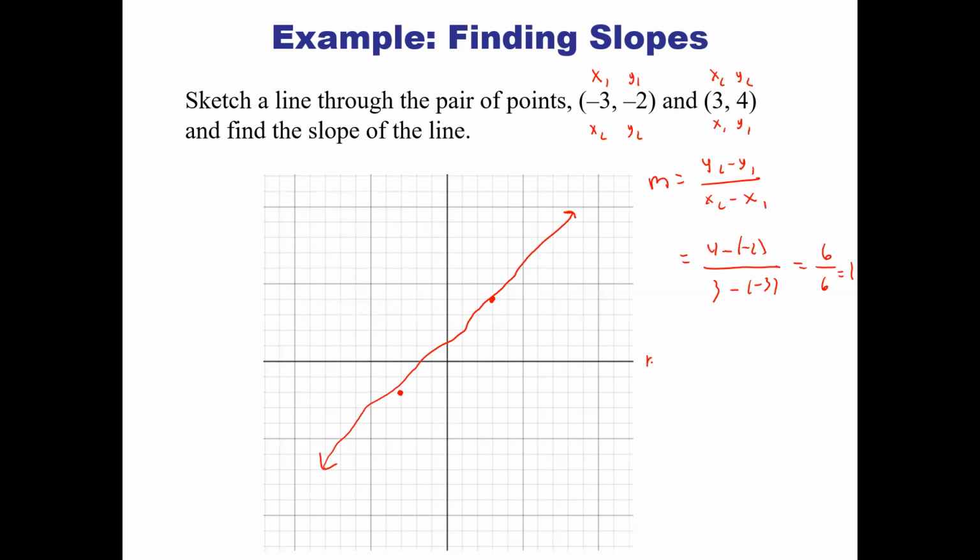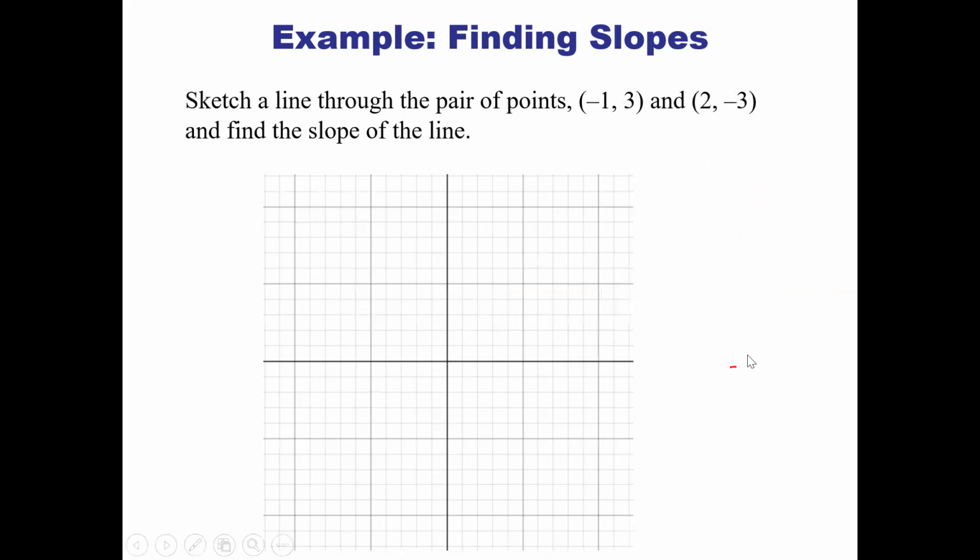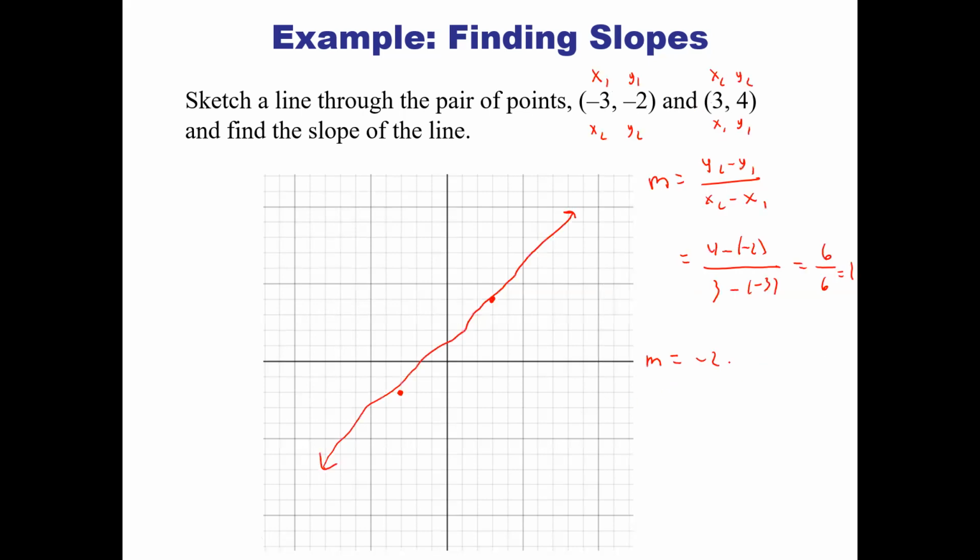Now let's do it the other way. All right, so now this one is y2, so we have -2 minus, and then we have 4. Here we have -3 minus 3. So here we have -6 over -6, which is, again, +1. So again, it doesn't matter which way you go, you still get the same slope of 1.